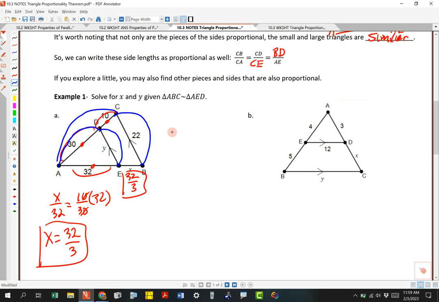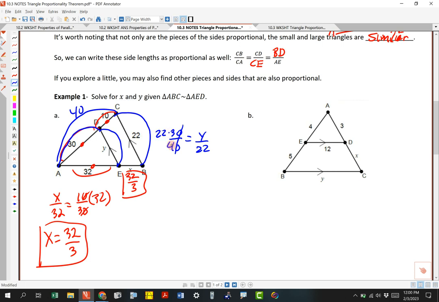So I'm going to do 30 over 40, because that's how long the whole thing would be, right? Let's see, if I did 30 to 40, if I did the small piece to the big piece, small piece to the big piece, so this would be y over 22. Any questions? Cancel those off. Times by 22.